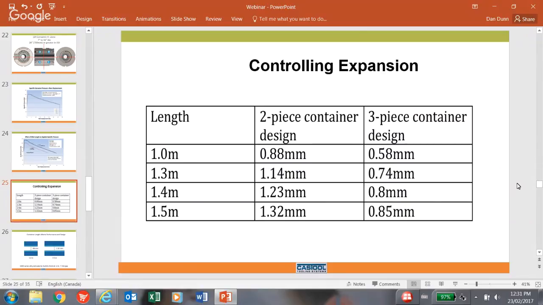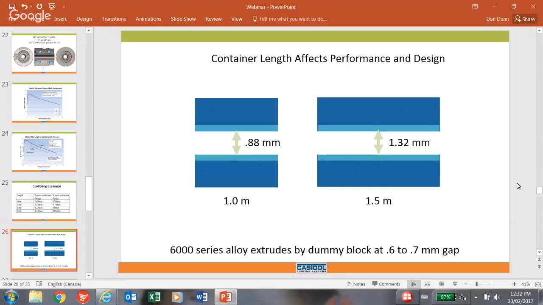If we go all the way to the bottom of this chart and we look at 1.5 meter long container or 60 inches, on a 2-piece container, we can anticipate 1.32 millimeters of deflection. With a 3-piece container with the additional hoop strength, that's now reduced to 0.85. So what does that mean?